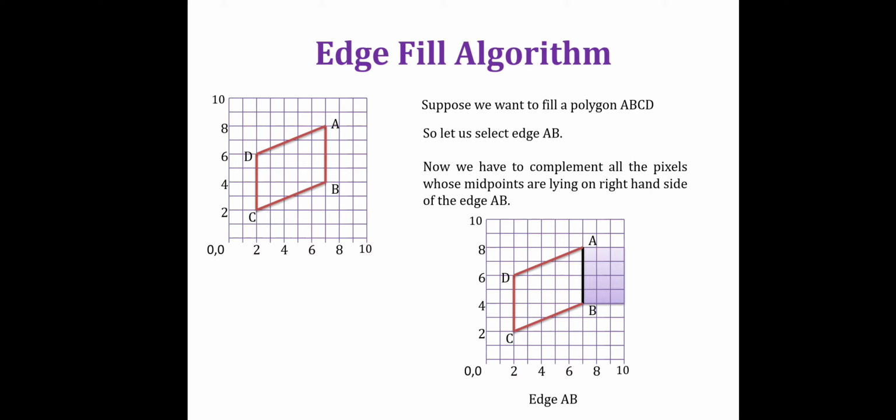Here you can see that we have to consider the points A and B as end points. End points are very important. This is the A end point, this is the B end point. We have to complement the pixels up to that particular point only. You cannot go below this B point, you cannot go above this A point. Keep in mind that we just complement whatever pixels are on the right hand side, not above, not to the left, not below. So this is regarding edge AB.